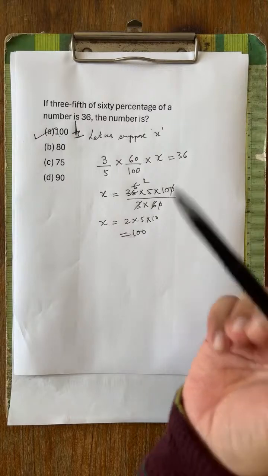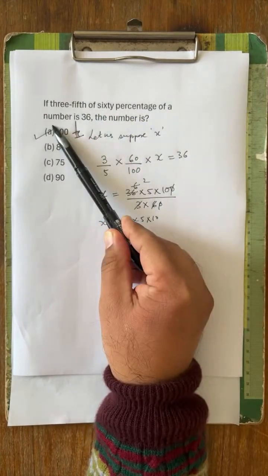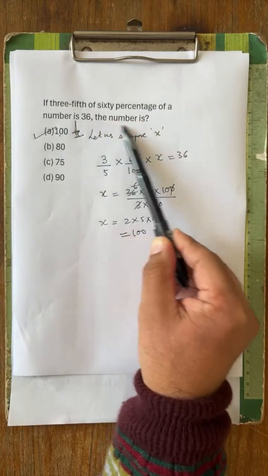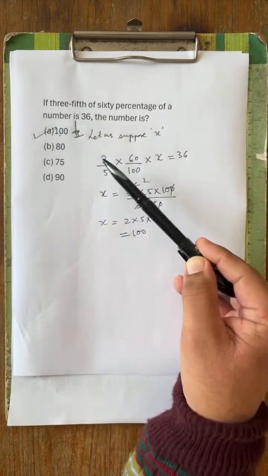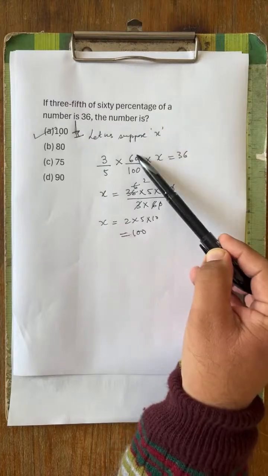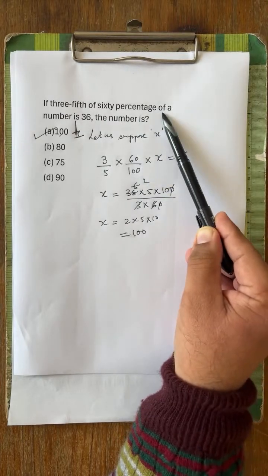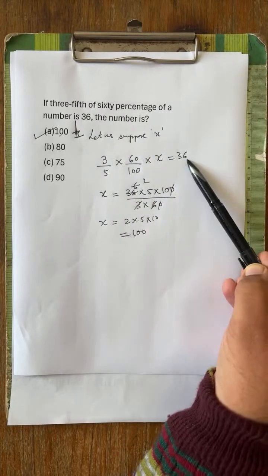Let's go through once again. We have to find 3/5 of 60% of a number is 36. We have to find the number. So we suppose the number is x. So 3/5, 3 by 5, of means multiply. 60% means 60 upon 100. Again of means multiply. The number we have supposed, x, is equal to 36.